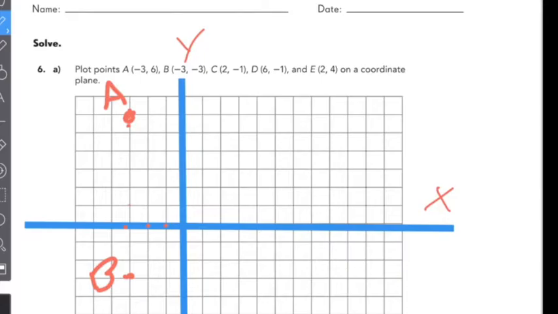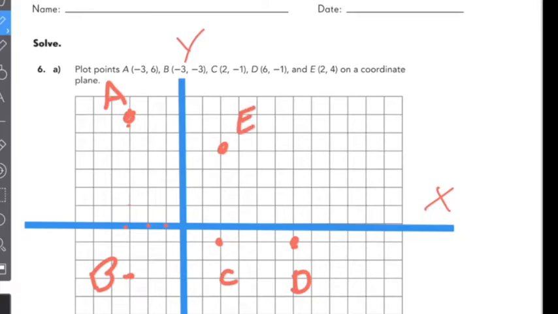C is going to be 2, -1. So C will go there. D is 6, so 2, 3, 4, 5, 6. -1 will be D. And then E is 2, 4, so go over 2 and up 4. 1, 2, 3, 4. Okay, and again, when you do this, you should have all the numbers there.